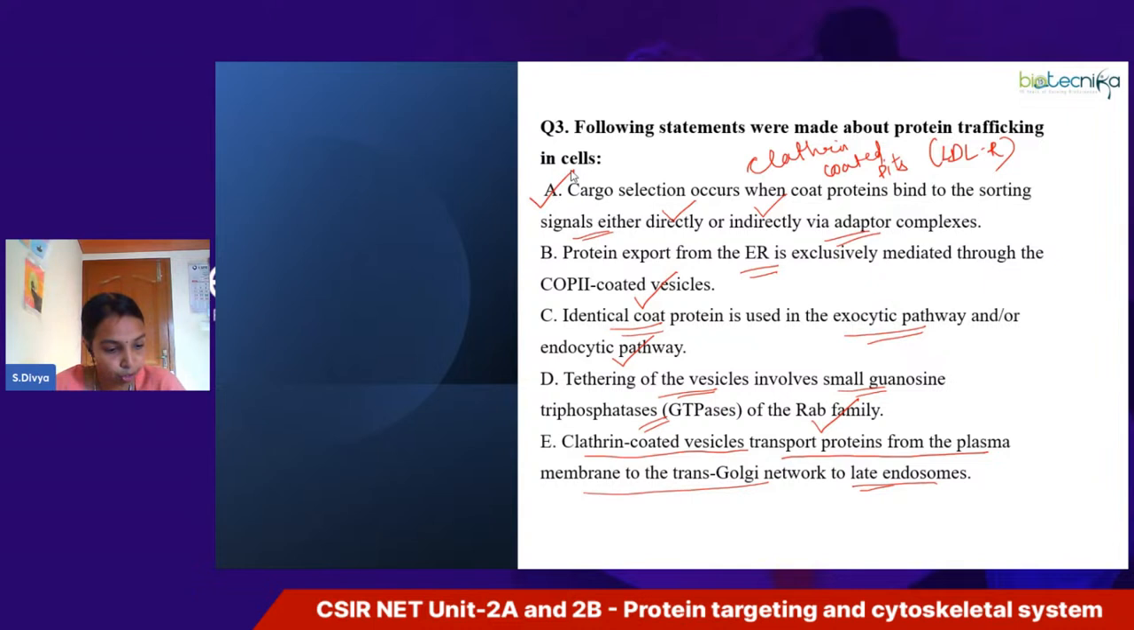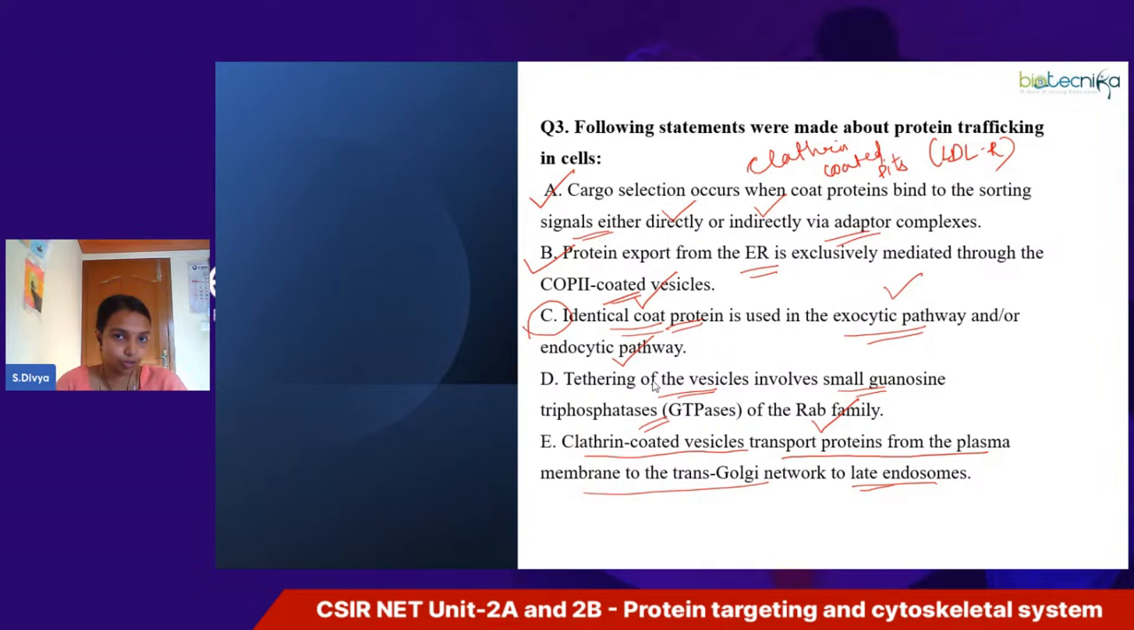Do you all agree with me, everyone? Are you able to understand what I'm trying to say? If you look into the second statement, majority of you have given the correct answer regarding the COP2 coated vesicles, so I don't think I need any explanation for this one. This is a correct one. Then the third statement, I guess everyone agrees this is incorrect. Identical coat proteins are used for both exocytic and endocytic pathway. No, there are no identical coat proteins for two different pathways.